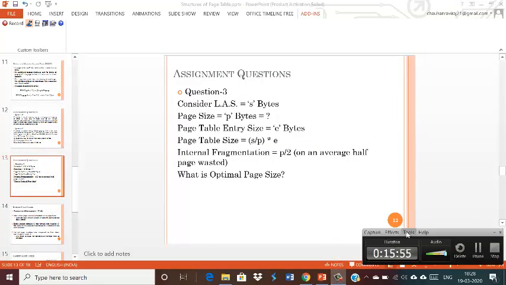The last question is a little bit of a tough one. Please try to solve it. If you have any query, ask me in the comment section, or you can ask me personally.